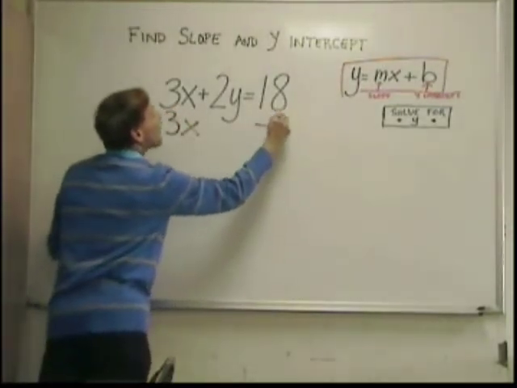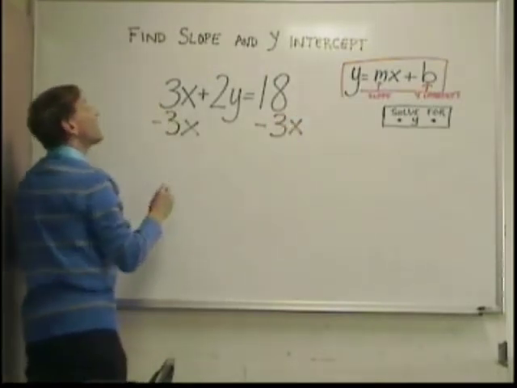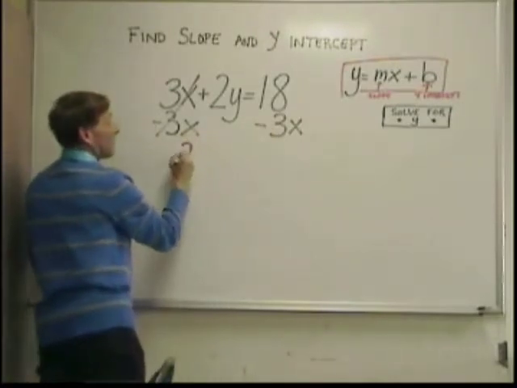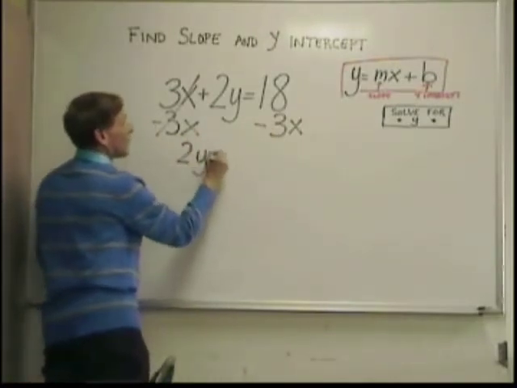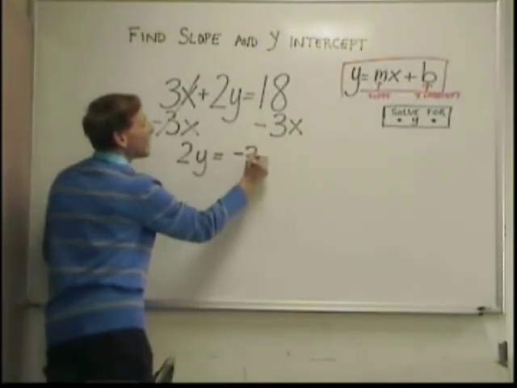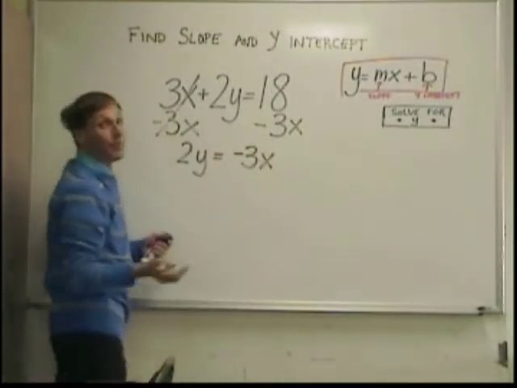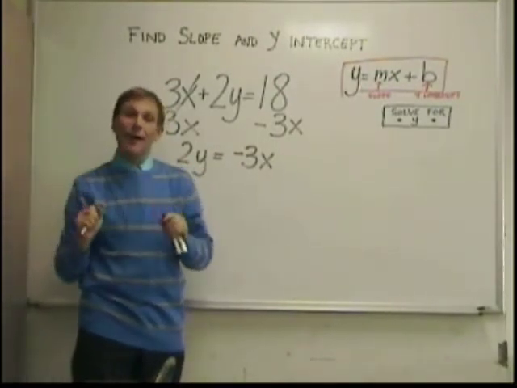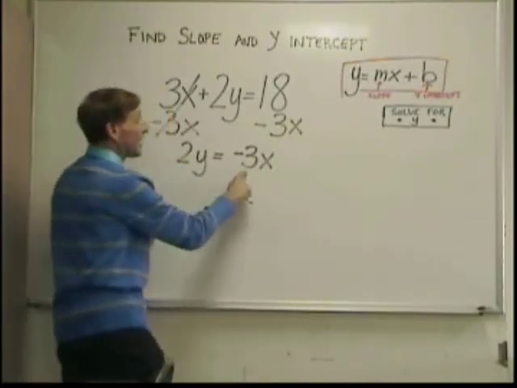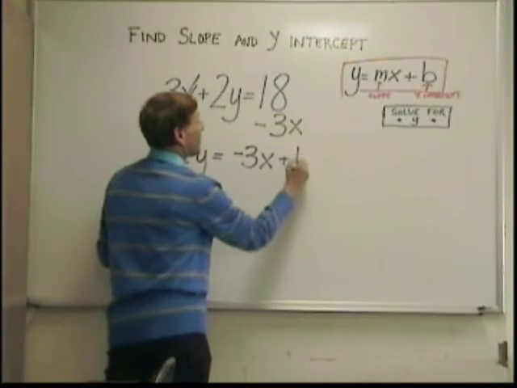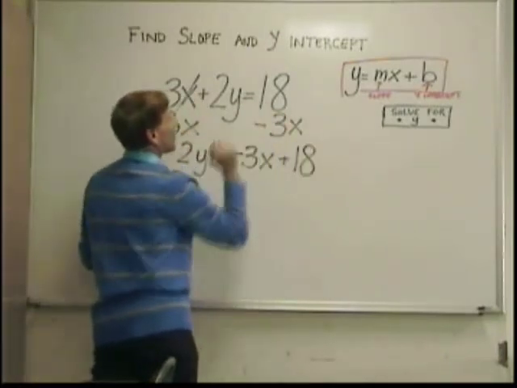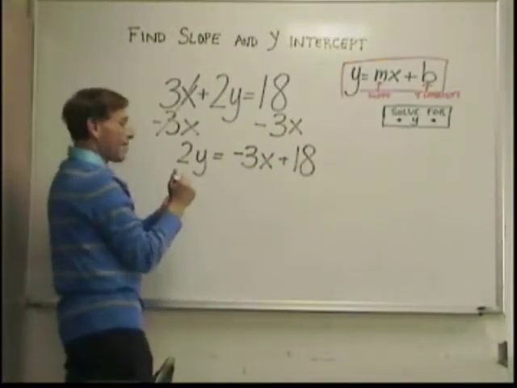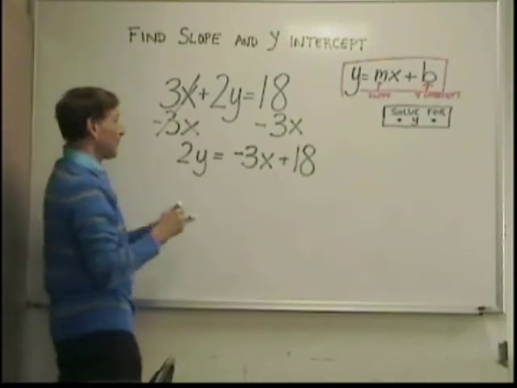First thing I'm going to do, as if I'm doing a literal equation, is subtract 3x from both sides, leaving me with 2y equals, and I'm going to put my negative 3x first. I can't combine it with the 18 because 18 is a regular number and my 3x has a variable, an x in it. So I'm just going to leave it as negative 3x plus 18, because there's no sign before the 18, that's a plus. And now I'm keeping it in this y equals mx plus b format.